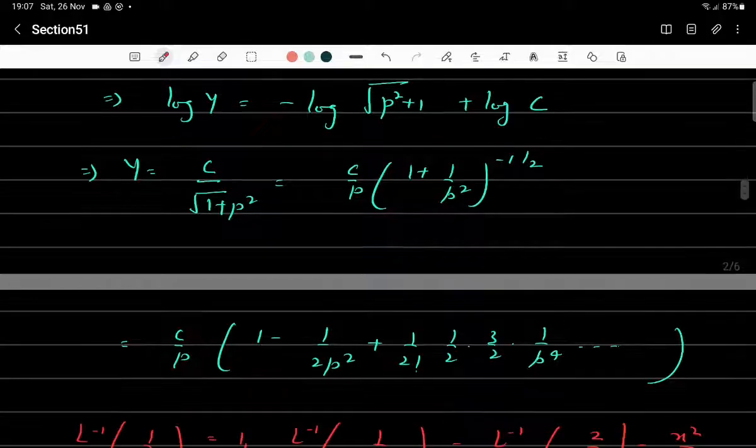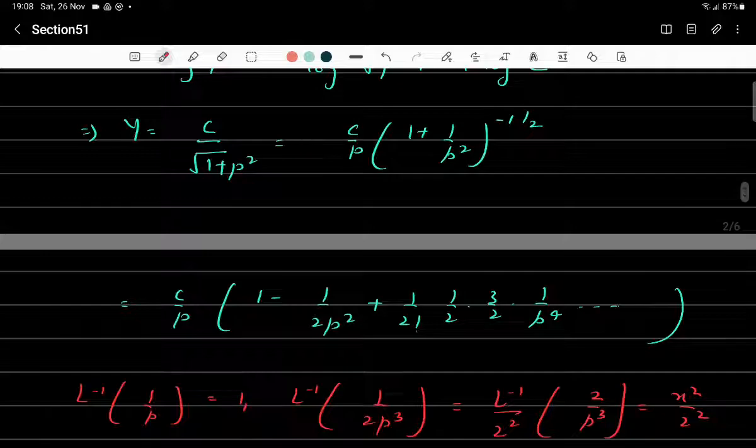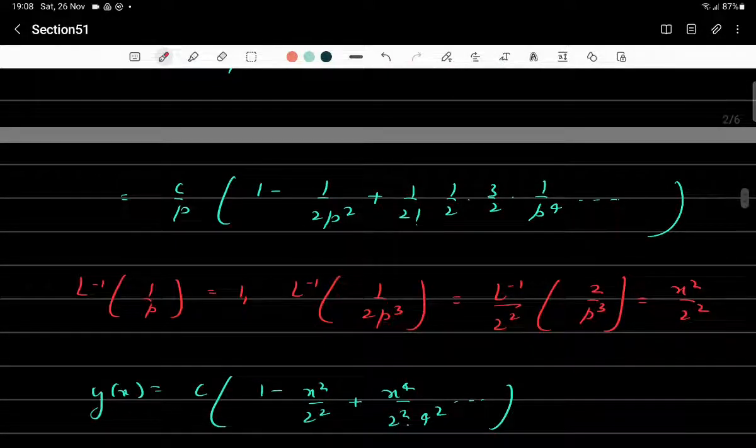Let's try to compute the Laplace inverse term by term. So L inverse of 1 by p is 1. L inverse of 1 by 2p cube: I know that L inverse of 2 by p cube is x square. So if I transform it into the form 2 by p cube, it comes out to be x square by 2 square. If I keep doing it and substituting the values, I am not going into the generalization, but this is how my y of x looks.